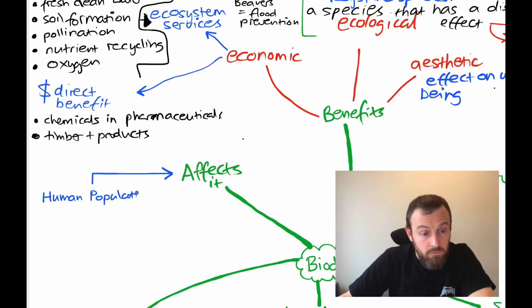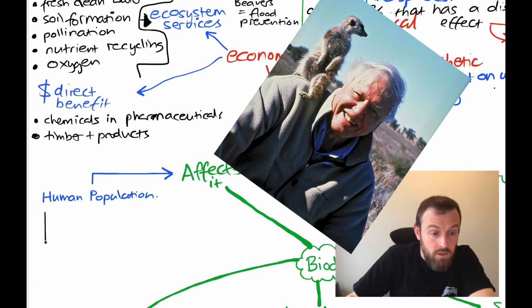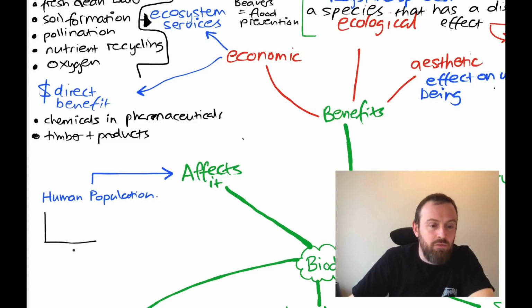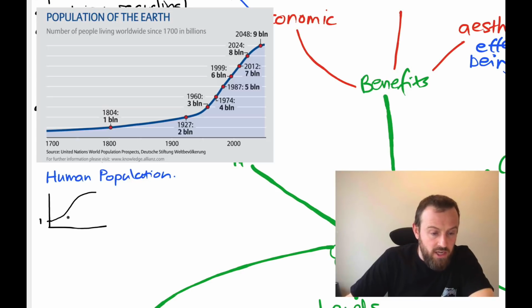The human population affects biodiversity. And we're going to draw a little graph here because the human population, over the course of a lifetime, David Attenborough's lifetime, I hope you know who David Attenborough is, has gone from basically 1 billion to 7 billion. He is about 90 years old, but still, in one lifetime, the population has really just skyrocketed. We are almost on an exponential trajectory.